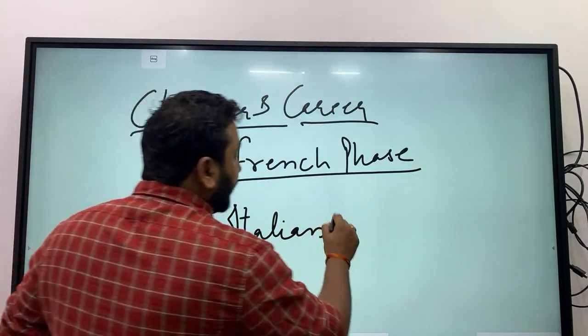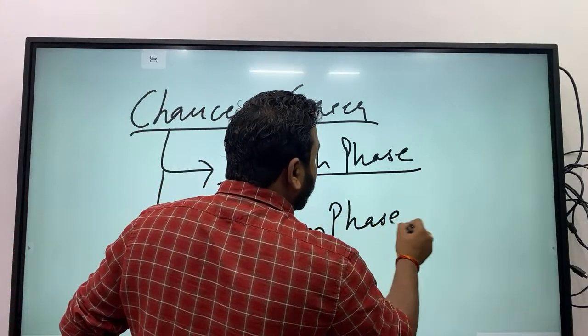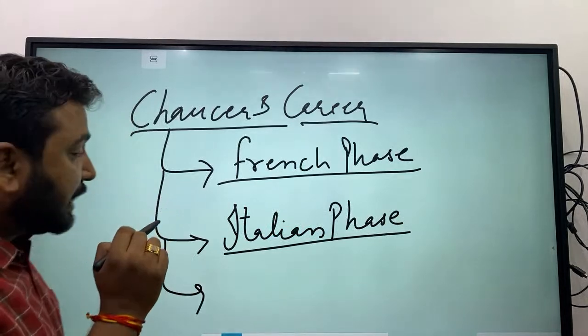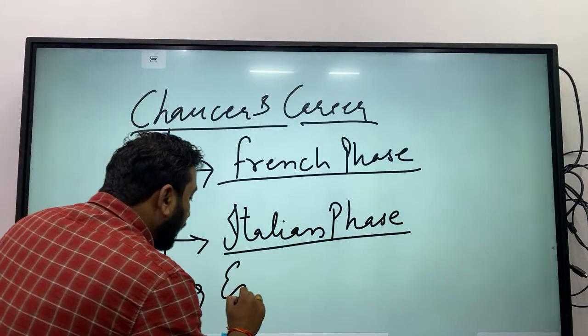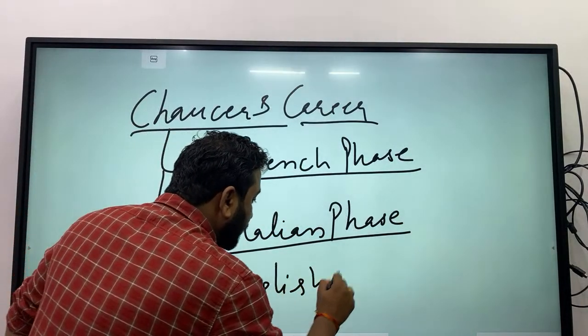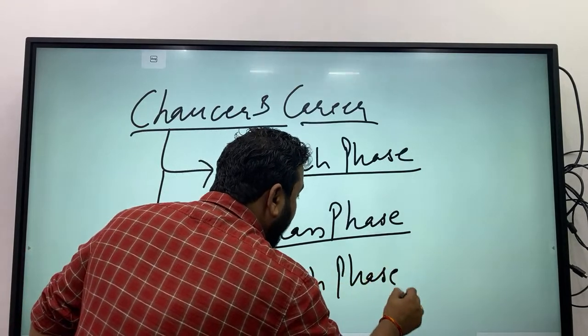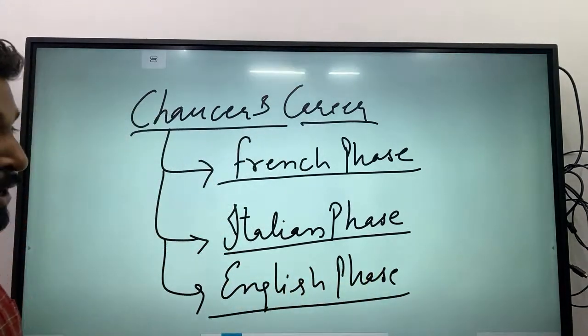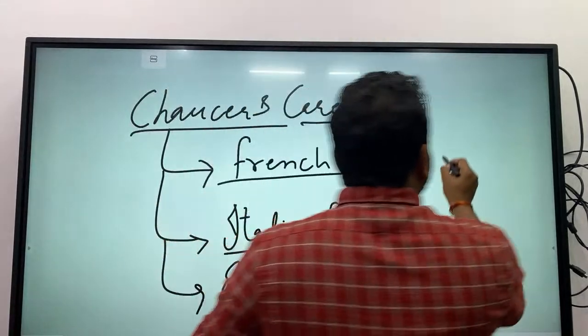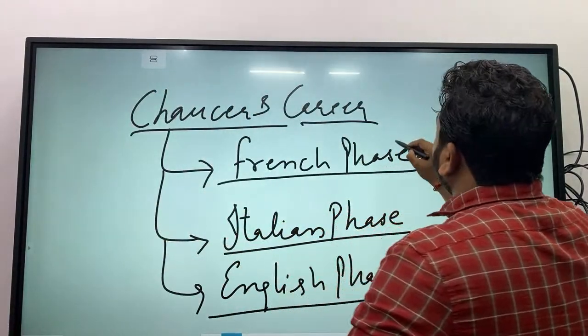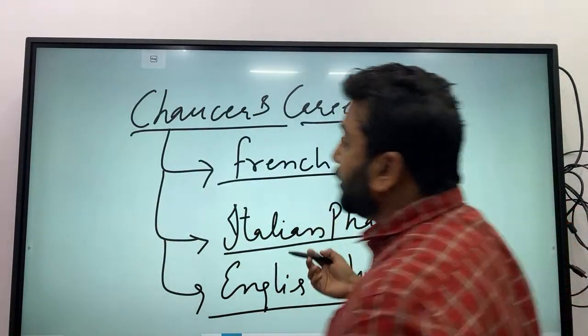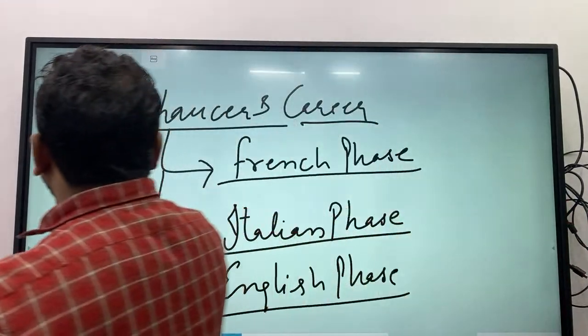Chaucer went to Italy and there he came in contact with Italian literature. So that is the Italian phase. The third phase is English, where Chaucer became a writer, started writing in English. English phase. Now see, if they ask what is the timing of the French phase, before 1372.